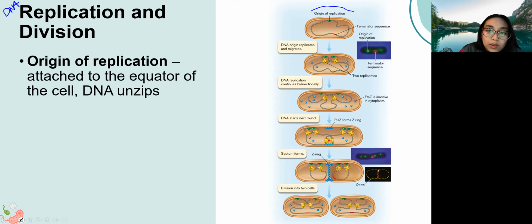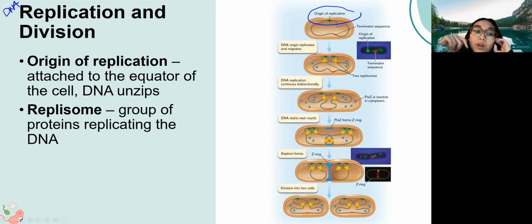And it's actually attached to the equator. So notice that the origin is stuck to the cell membrane. And this origin is where the replication begins. And basically the DNA starts to unzip here. Now, as the DNA unzips, the bacteria start to form what is called the replisome, which is basically just a group of proteins that are used for replicating the DNA. So DNA polymerase and all of that stuff, helicase, all those guys.